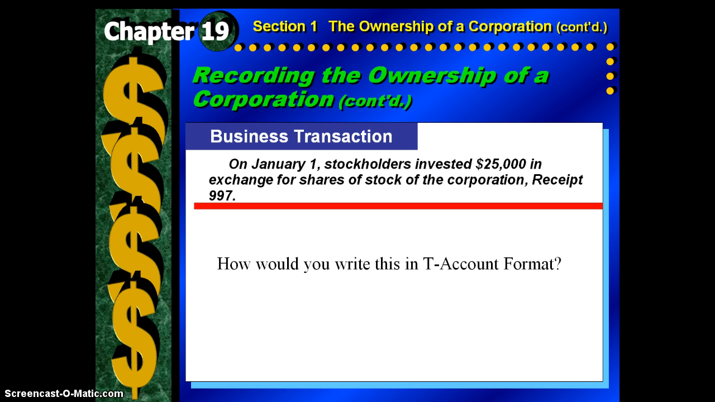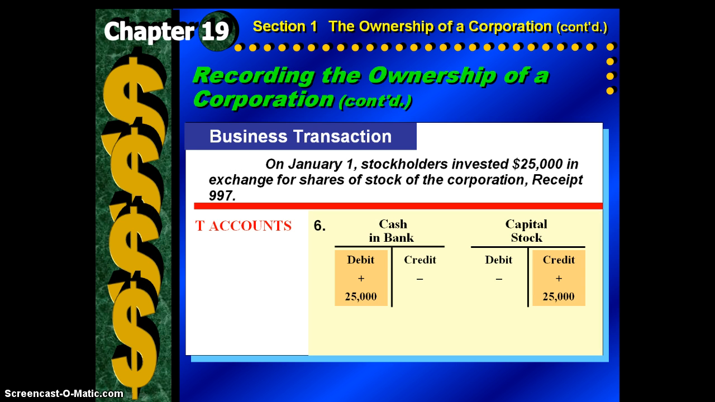Now let's take a look at a transaction, and let's think of how we would put this into a T account, and further how we would journalize a transaction. So on January 1st, stockholders invested $25,000 in exchange for shares of stock of the corporation. Receipt 997. So again, how are we going to put this into T account form? Well, cash in bank, an asset account, is going to be increased with a debit of $25,000, and capital stock, the stockholders' equity account, will also be increased with a credit this time of $25,000.